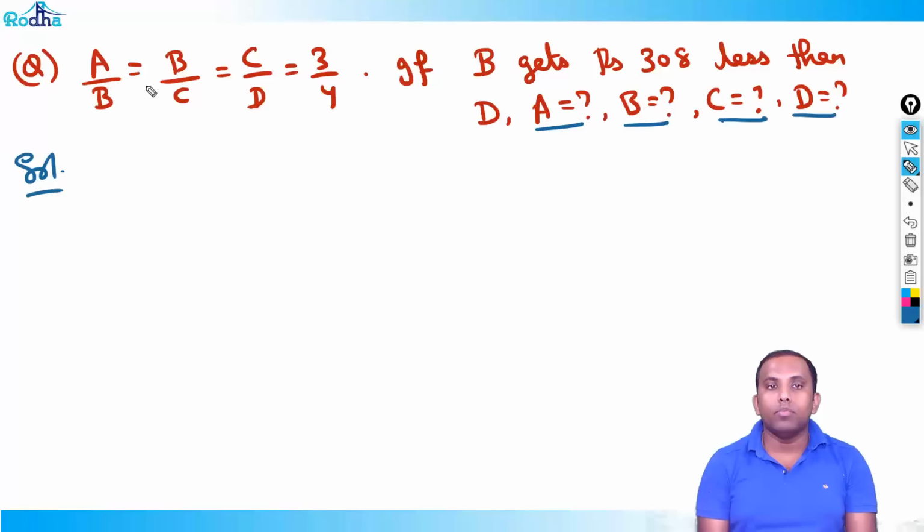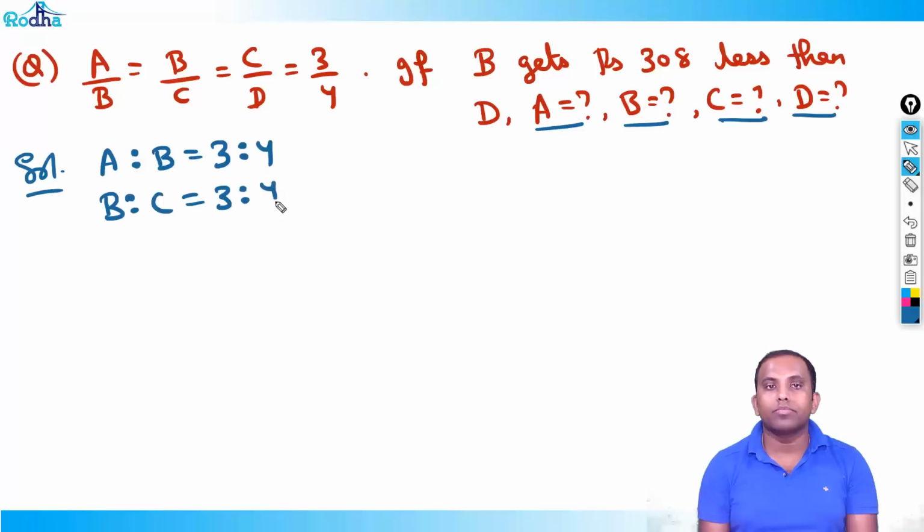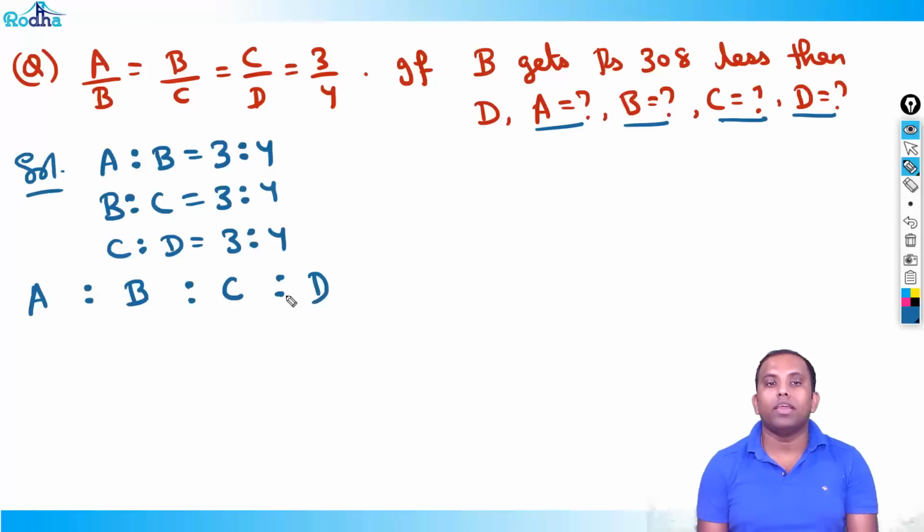So see, what does this mean here? This means that A is to B is also 3 is to 4. B is to C is also 3 is to 4. And C is to D is also 3 is to 4. So I can quickly get the ratio of A, B, C, D. What is A here? A is all numerators, 3 into 3 into 3.